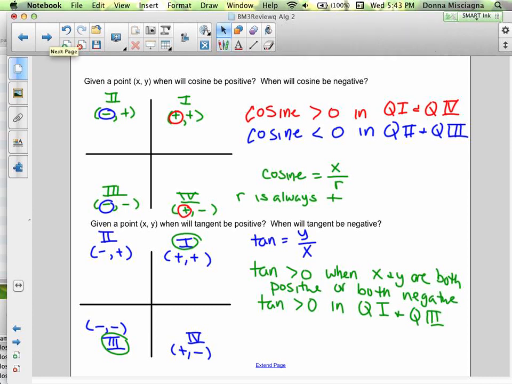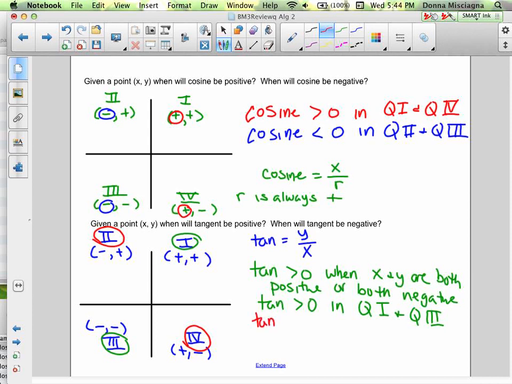Now, if you've got one positive and one negative, right, tangent is going to be negative. Right, so in quadrants 2 and 4, since tangent uses both x and y, if just one of them is negative, then tangent's going to be negative. So tangent is negative or less than 0 in quadrants 2 and quadrant 4, right? Because x and y have different signs in those quadrants.